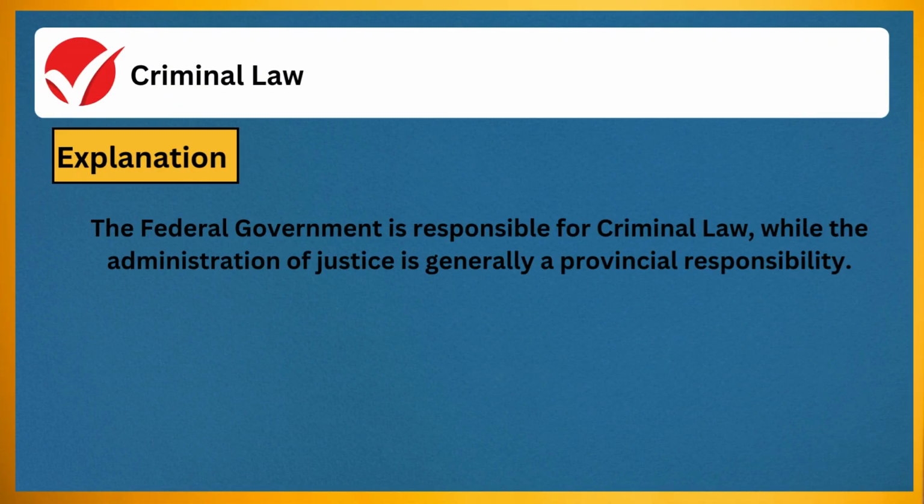The correct answer is criminal law. Explanation: the federal government is responsible for criminal law, while the administration of justice is generally a provincial responsibility.